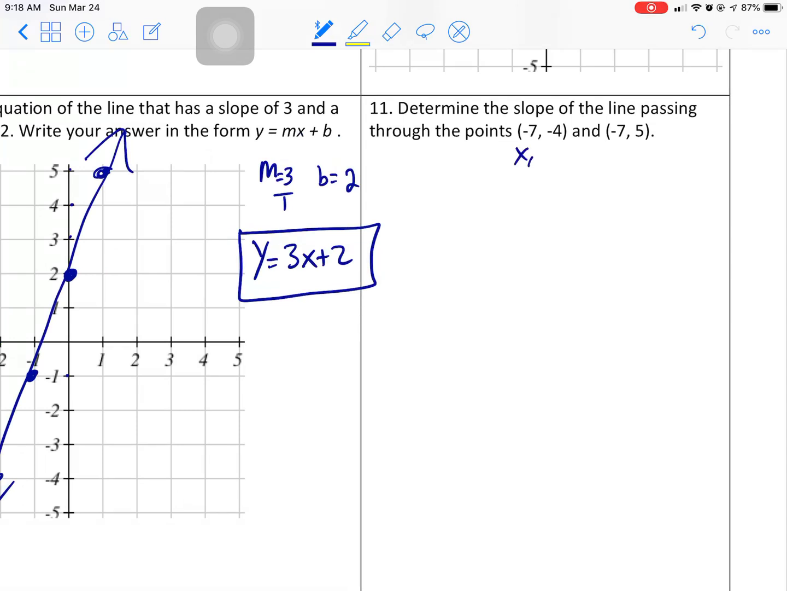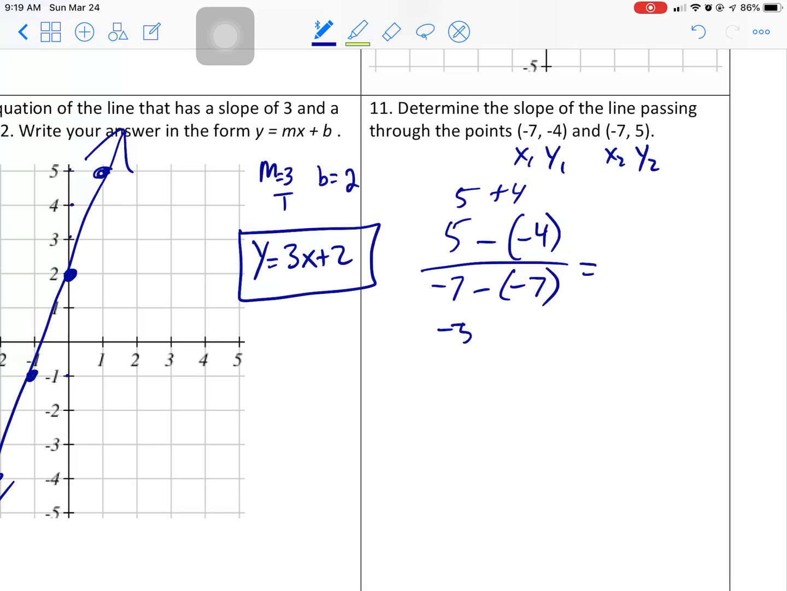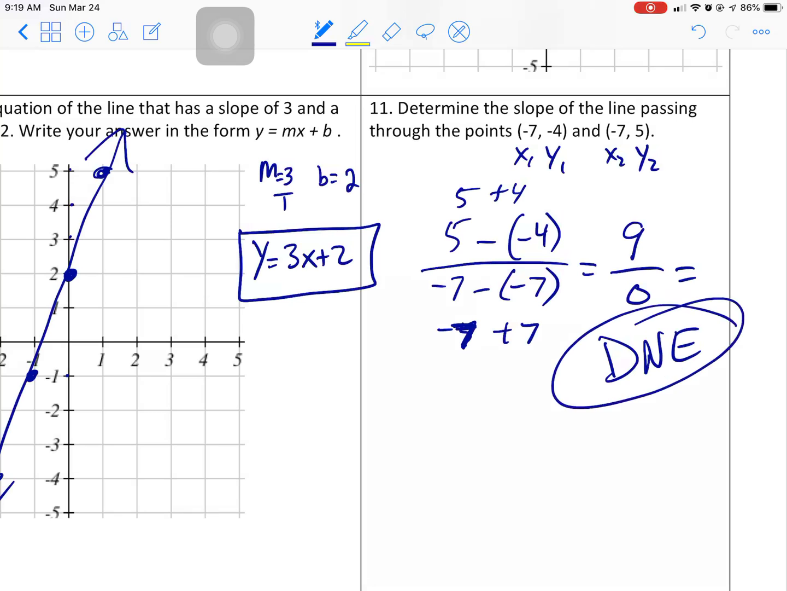Find the slope. That's all it says. x1, y1, x2, y2: 5 minus negative 4 over negative 7 minus negative 7. Hang on, don't do it too fast. Lots of minuses. So this is 5 plus 4, which is 9. This is negative 7 plus 7, so that makes it a 0. That does not exist. Not a 0.